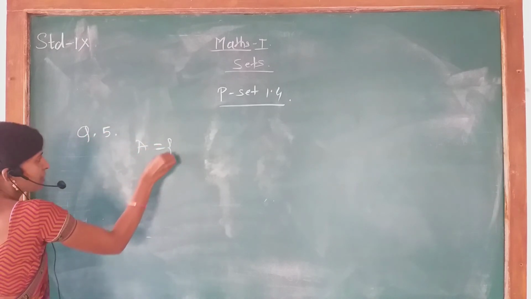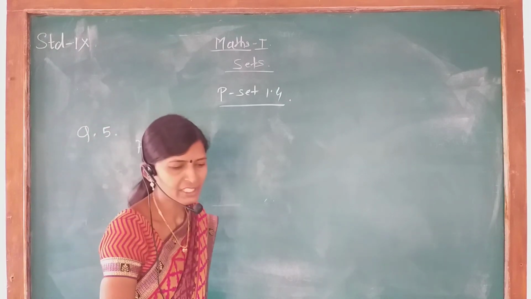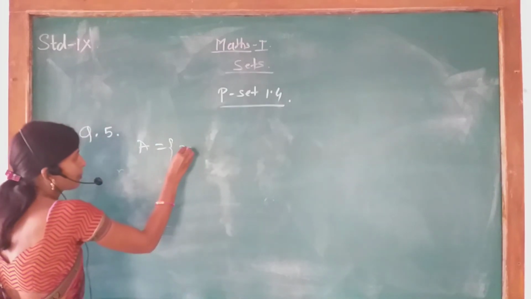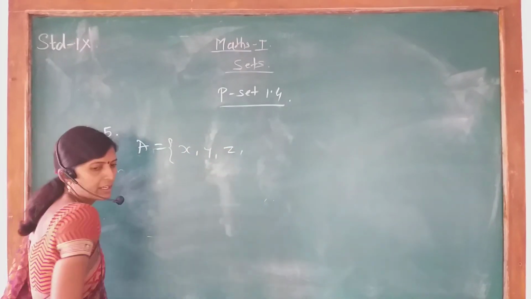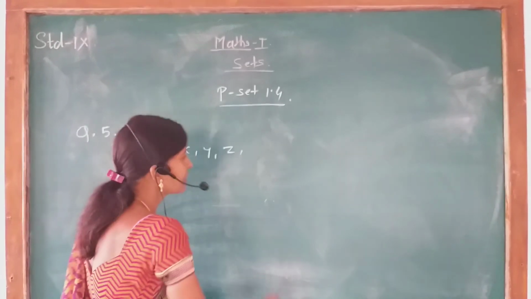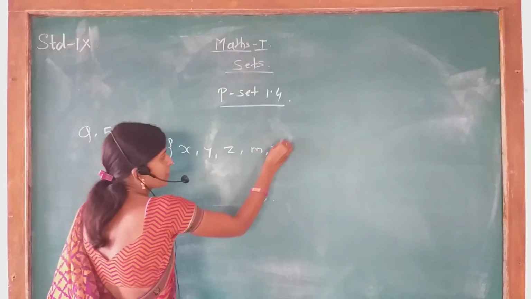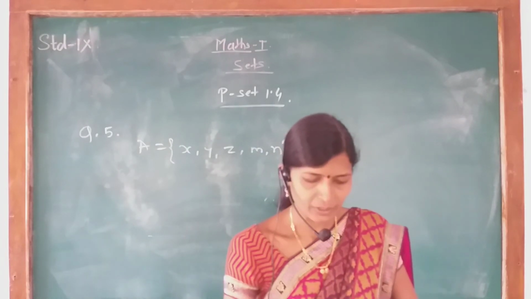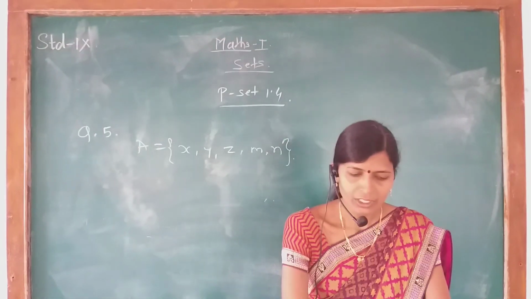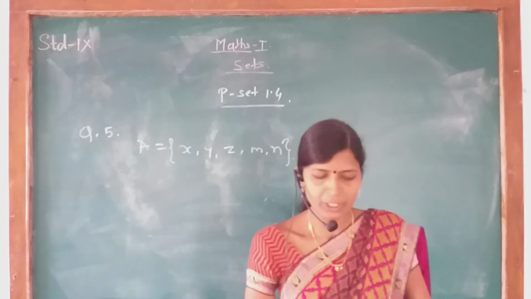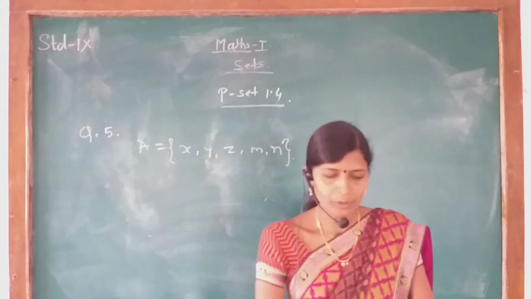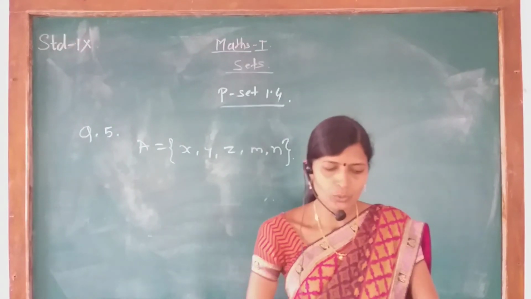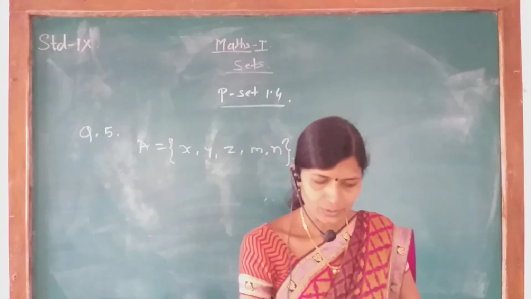You have to write the answer like this. A is equal to {x, y, z, and two more elements, that is m and n}, curly bracket close. In this way, you have to write all the elements of the given sets: A union B, universal set, A complement, B complement, and (A union B) complement. So complete question number 2 and 5 in classwork.